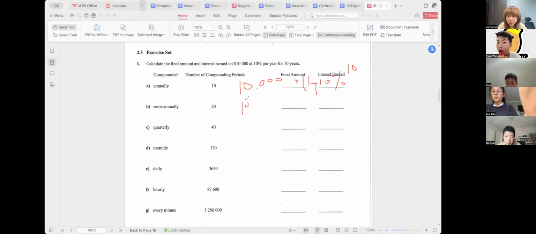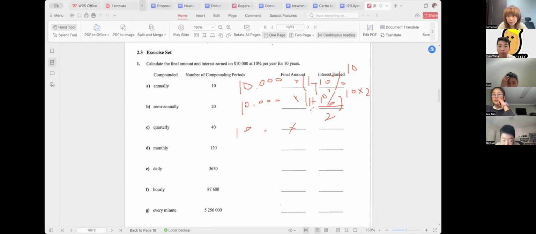But semi-annually, you need to do 10,000 times what? 1 plus 10% divided by 2 and power 10 times 2. Get it? So quarterly is 10,000, I'm not going to do that because it's hurting my finger. So 1 plus 10% divided by what? Divided by 4, and outside is 10 times 4. Understand, everybody? So for the first 3, I already helped you to do that. And you need to calculate the answer. And we do monthly and daily yourself as well. Okay, so 5 questions, your turn.